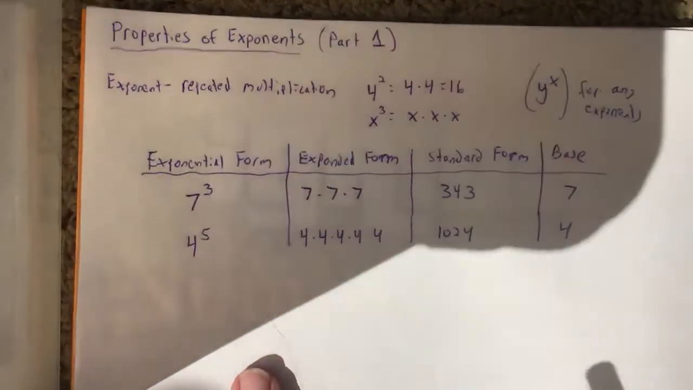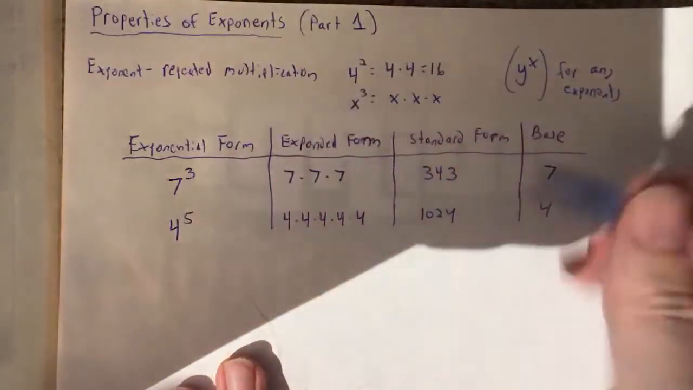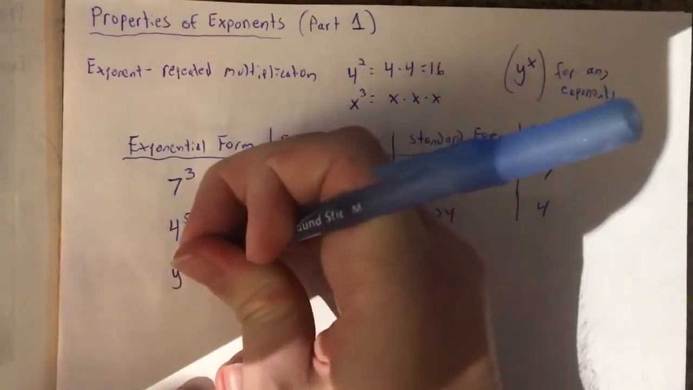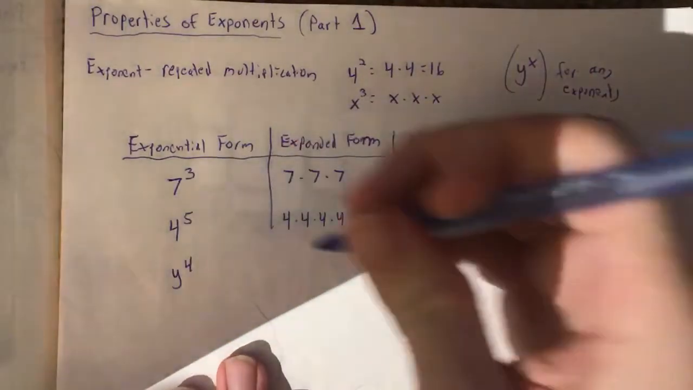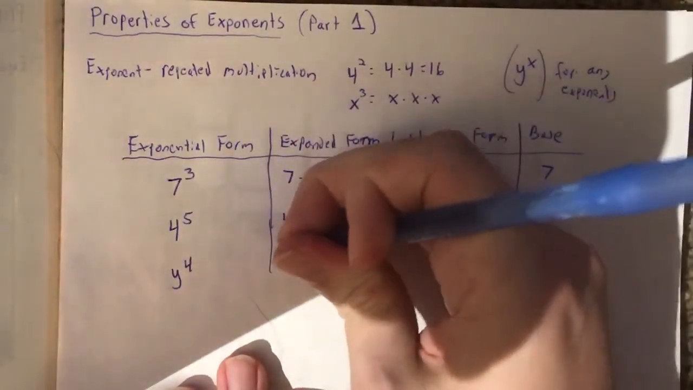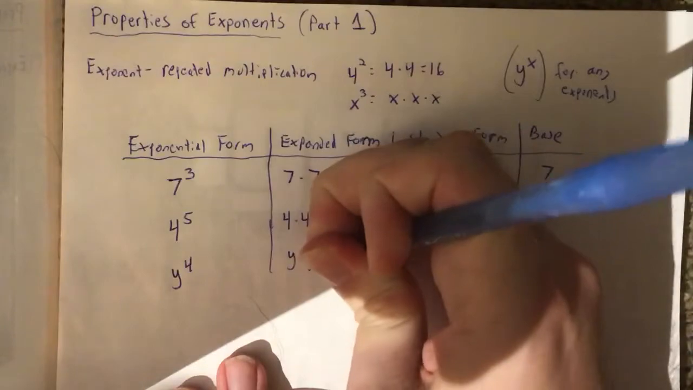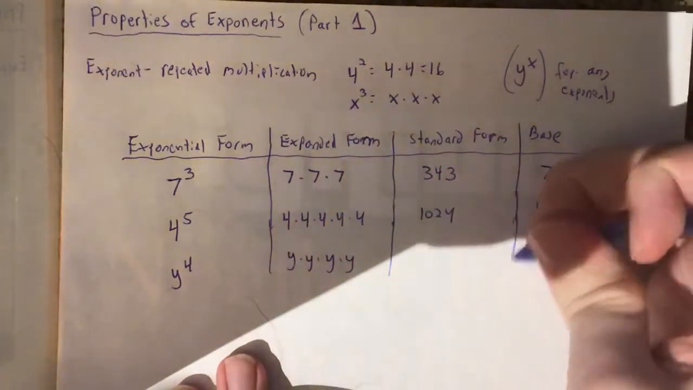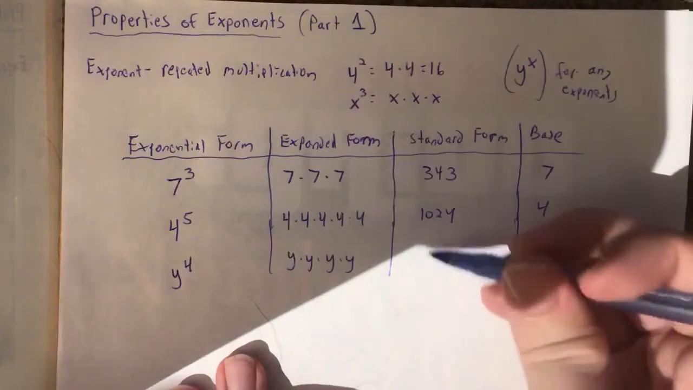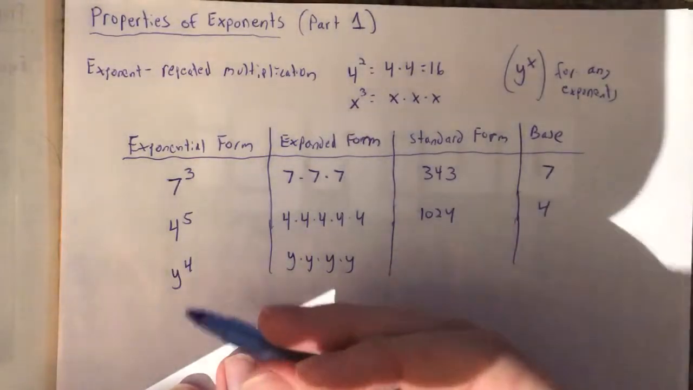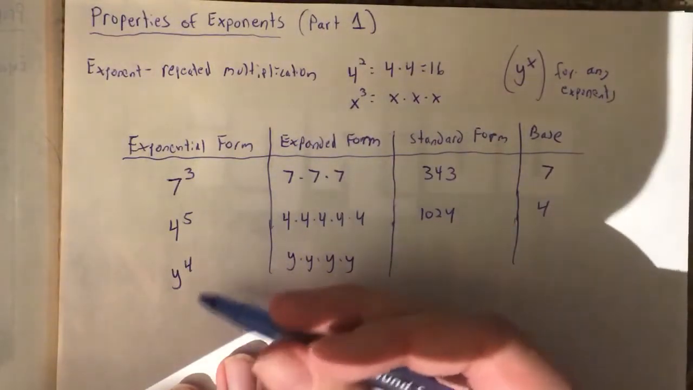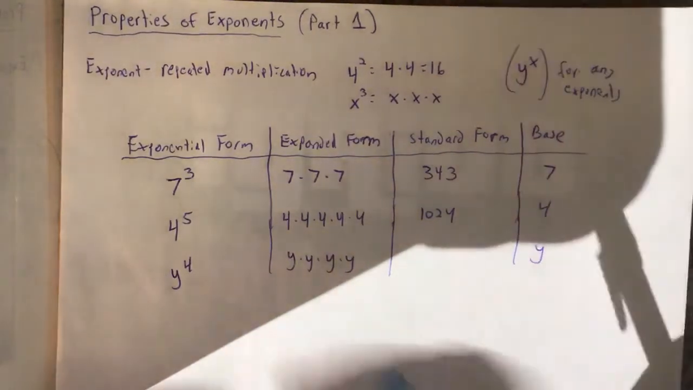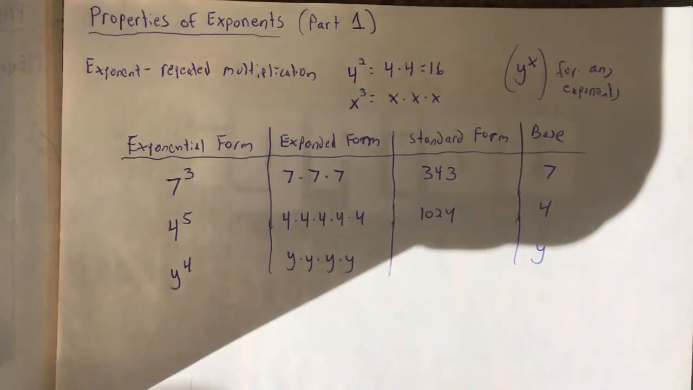The last one we'll do with the table is what if instead the base was a variable. Let's look at y to the 4th. Expanded form would just be y times y times y times y. It's not going to have a numerical answer, since I can't have a numerical answer with a variable as the base, so I leave this blank, and the base was y.